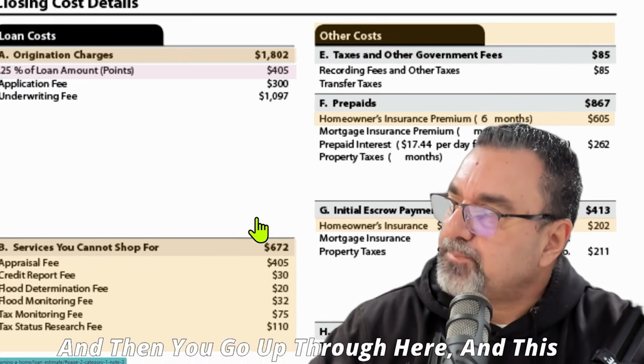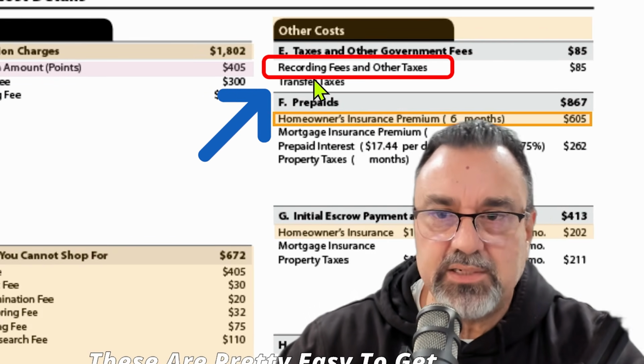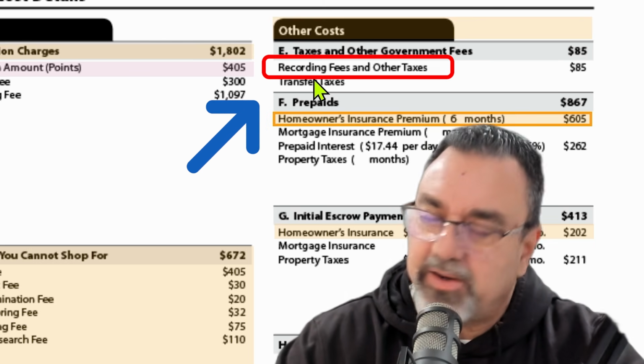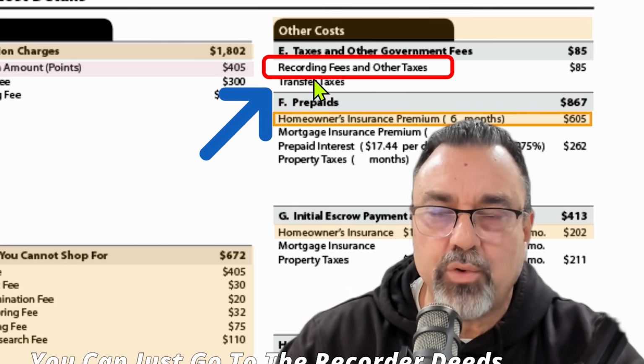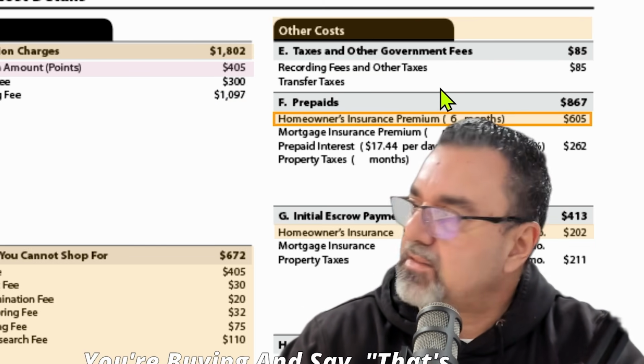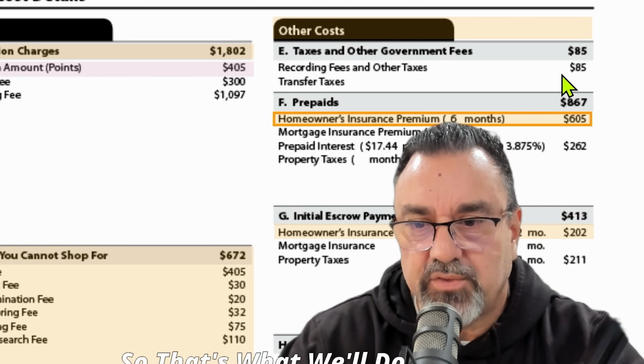And then you go up through here, and this is the recording fees. These are pretty easy to get. They vary all the time as well. You can just go to the recorder of deeds office where you're buying and ask what the recording fees are going to be. Okay, so that's what we'll do.